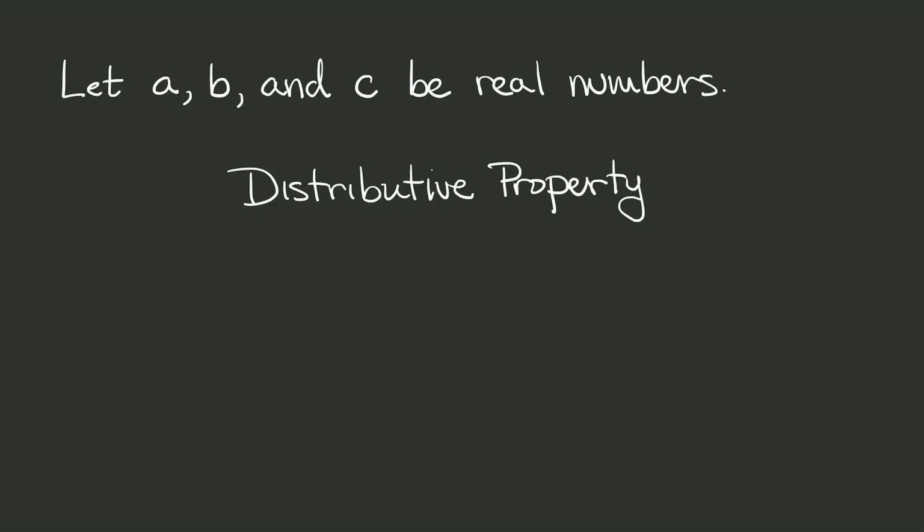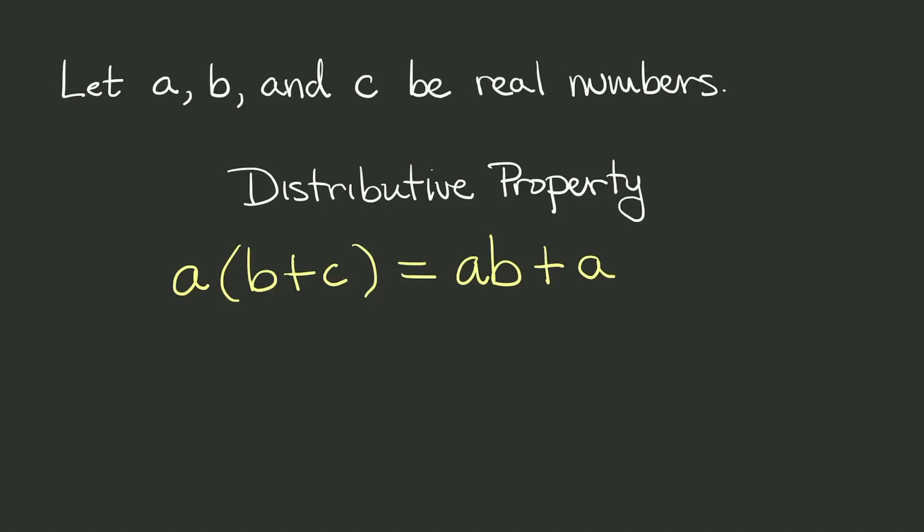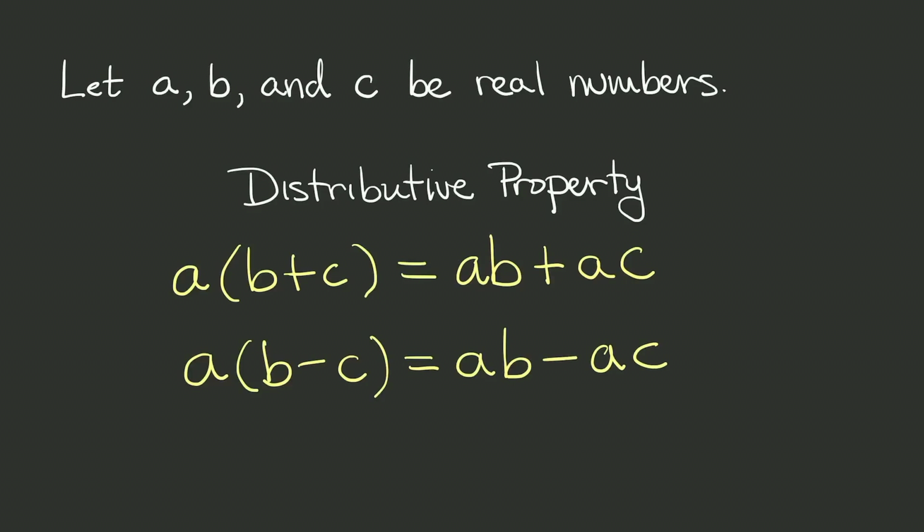In this video, we'll discuss the distributive property of real numbers. If we let a, b, and c be real numbers, then a multiplied by (b plus c) is going to be the same as a multiplied by b plus a multiplied by c. Similarly, a times (b minus c) will be a times b minus a times c. And this is the distributive property.